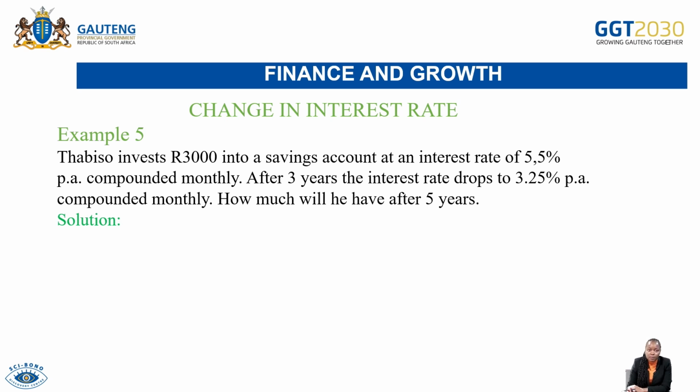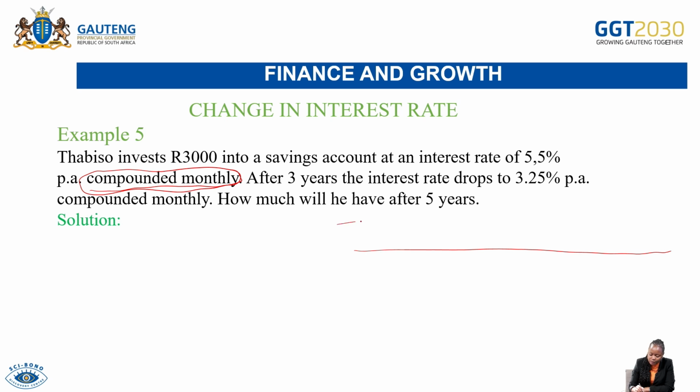Okay, so example 5. Thabiso invests 3,000 into a savings account at an interest rate of 5.5% per annum, compounded monthly. There's that word again, compounded monthly, right? Don't forget. So after 3 years, the interest rate drops to 3.25% per annum, compounded monthly again, right? Okay, so how much will he have after 5 years? So how do you do your timeline?